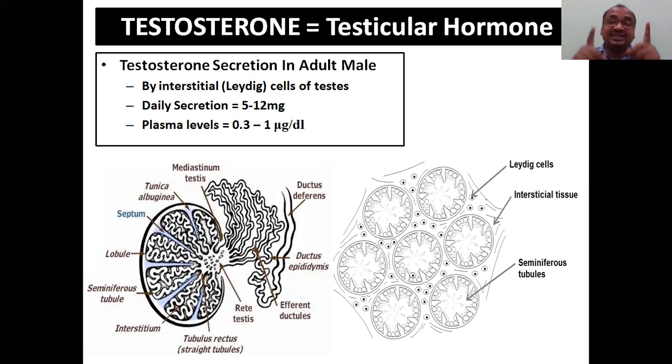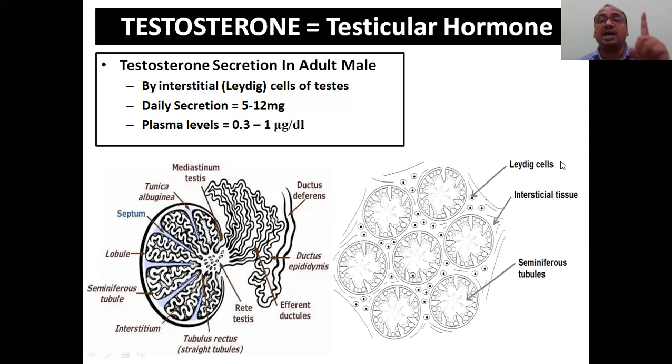Testosterone is also called a testicular hormone because it is produced in the testis. The name itself indicates it is produced in the testis. In the testis, where? Again there was a question, and this is also very important. Leydig cells. See my cursor here. These Leydig cells are responsible for the production of testosterone.